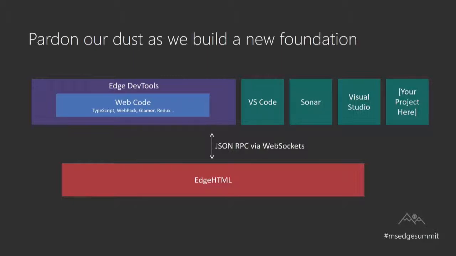It would be a JSON protocol. If you're familiar with the Chrome DevTools protocol, it'll be highly interoperable so that we can have multiple tools, not just the F12 tools, but VS Code, Sonar, which you heard earlier from Anton, really cool project, Visual Studio itself, or your project, working against Edge as a tool. So we're really excited to start that journey, and it's going to take a few releases. But this is where we're moving into a modern world for our DevTools.